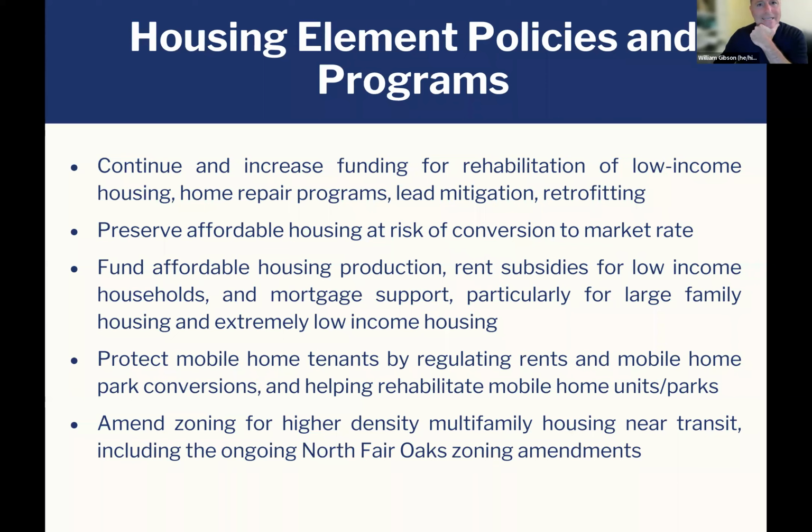So we intend to continue and to increase funding for the rehabilitation of low-income housing and for home repair programs and for lead mitigation and retrofitting of existing housing to make it safer, more secure, and more livable. We intend to preserve affordable housing stock that is at risk from conversion to market rate. So that includes both subsidized housing where the subsidies are ending and the owners may intend to convert it, or naturally affordable housing that may be facing rent raises or price raises. Funding affordable housing production, providing rent subsidies for low-income households and mortgage support for low-income households, particularly for large family households and extremely low-income housing.